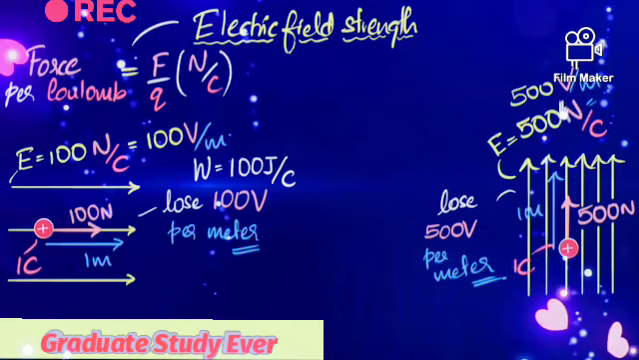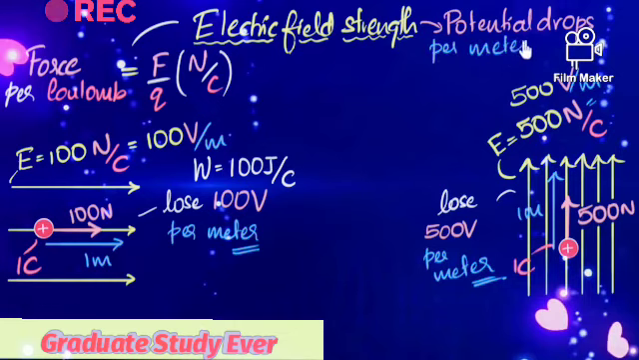So what's our new way of defining electric field strength? We can say it is a measure of how much potential drops per meter as you go forward in the electric field. Okay, and how do we write that mathematically? So let me write that over here. How do we write this mathematically?